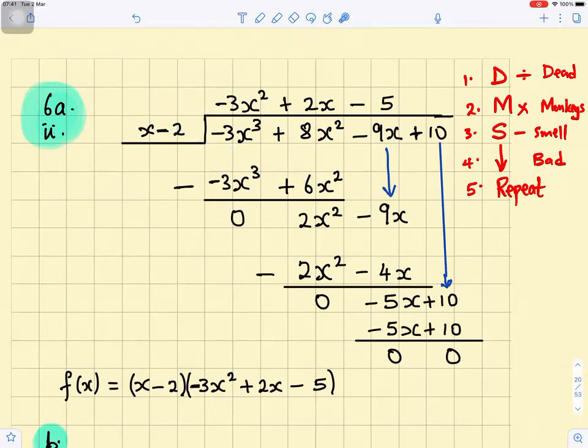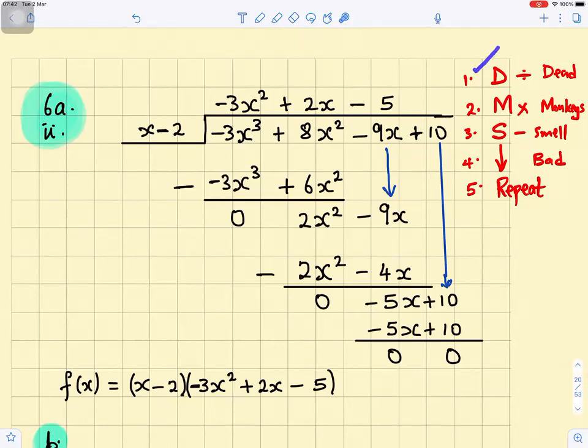Now you subtract minus 3x cubed minus 3x cubed. Minus and minus becomes a plus. So minus 3x cubed minus plus 3x cubed is 0. 8x squared minus 6x squared gives you 2x squared. And then number 4, you bring down the minus 9x. Number 5, repeat. You go back to the top and start all over again.